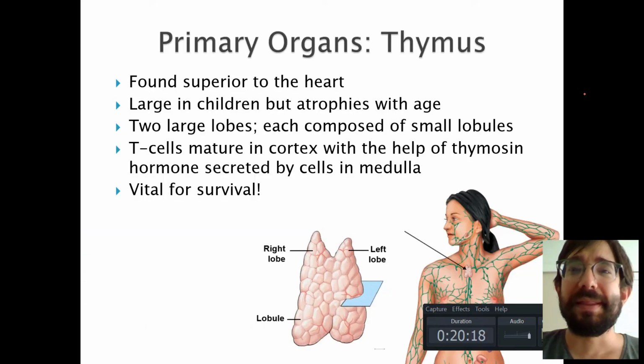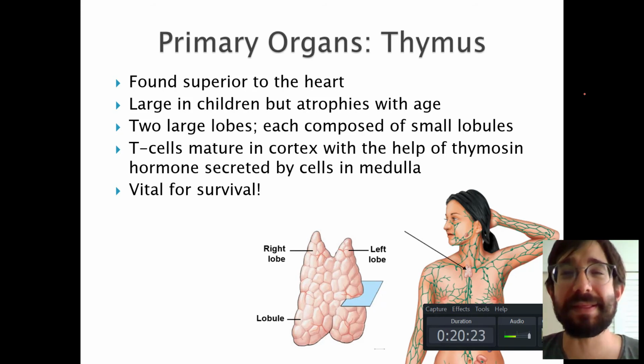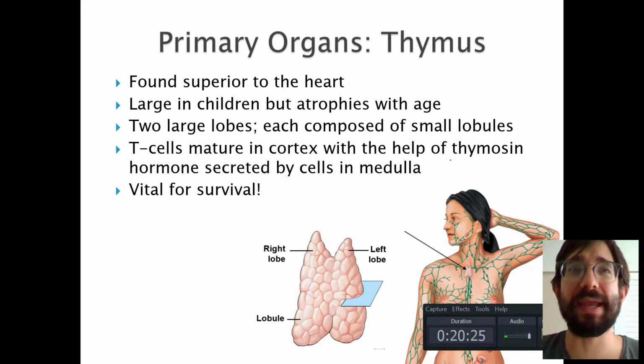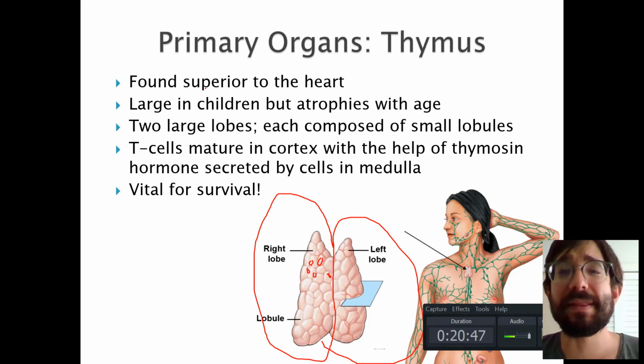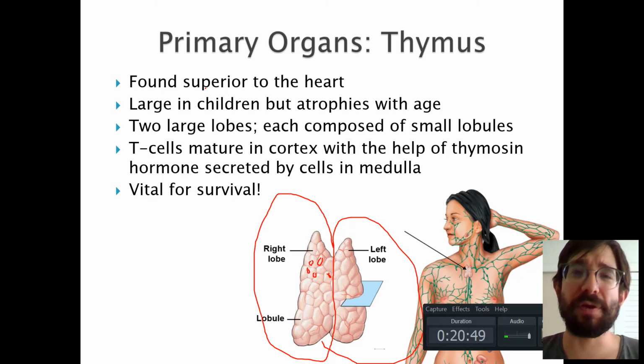So that was one of the two primary lymphatic organs. The other is the thymus. Very briefly, we'll just say it sits on top of the heart. It's large in children, but as we get older, it atrophies, becomes a lot of fat and connective tissue. And it's made of two large lobes, one on each side, and those lobes are made of little lobules, little mini lobes. In the cortex of the thymus is where T cells will mature with the aid of a hormone called thymosin.